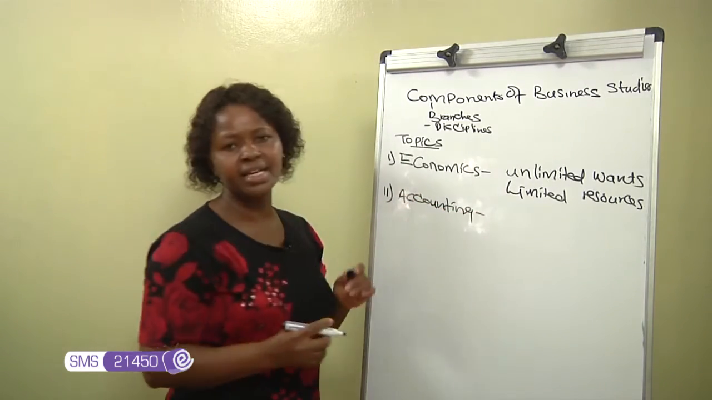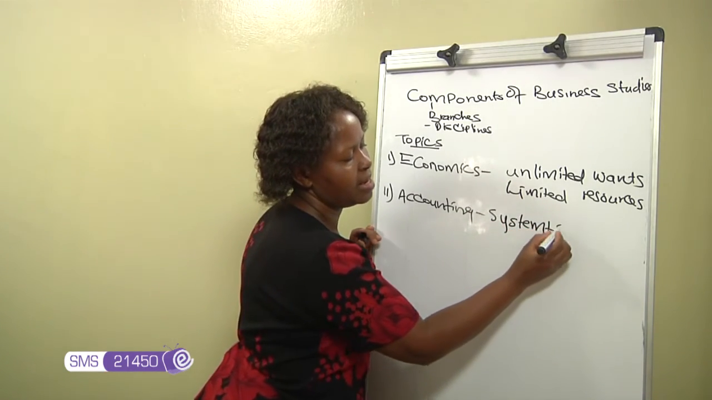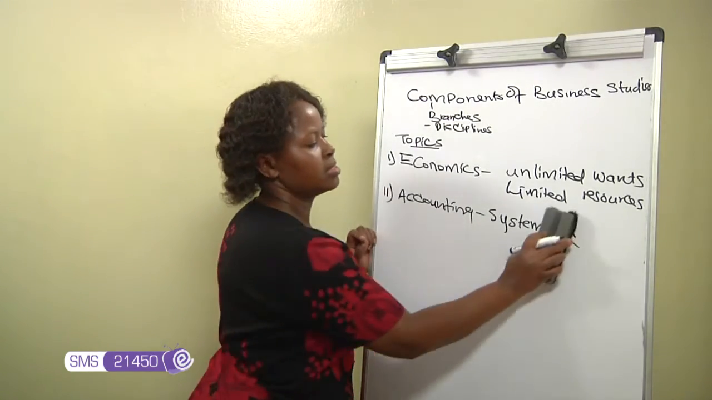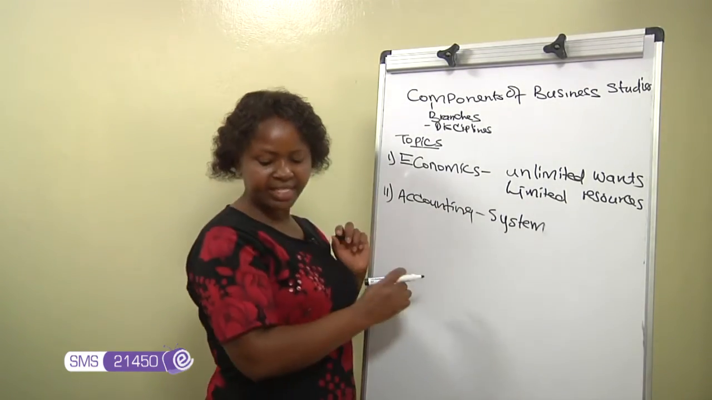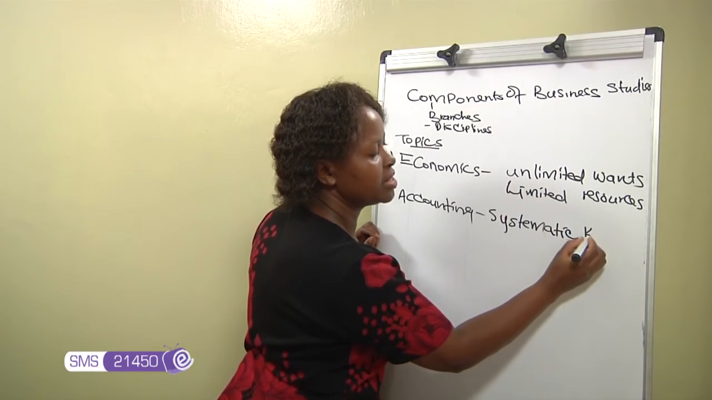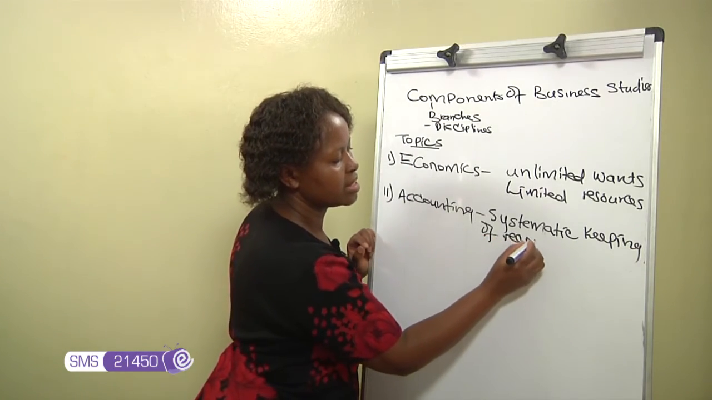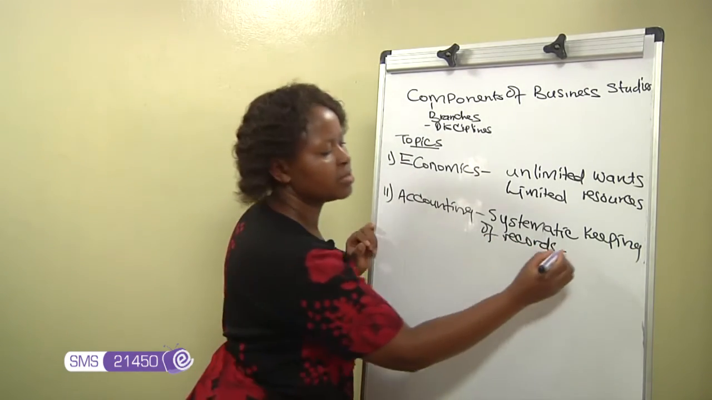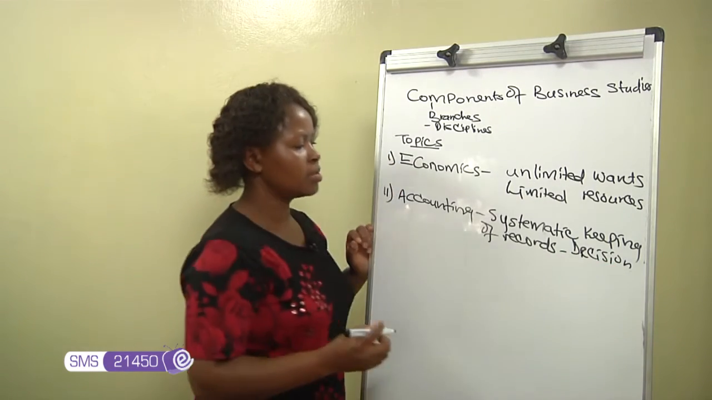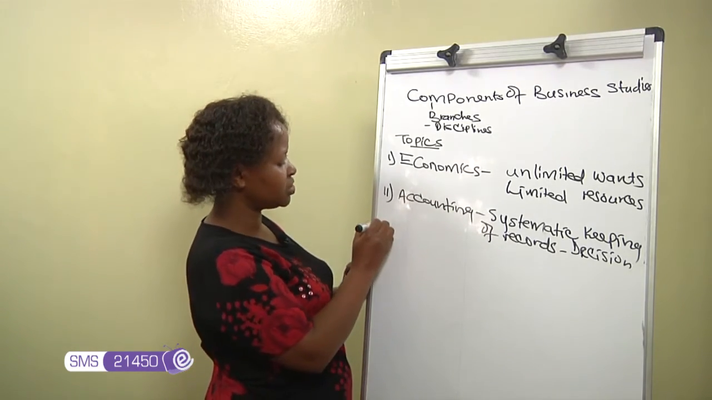The other discipline of business studies is accounting. Accounting is defined as the systematic recording of activities that take place in a business, systematic keeping of records which are used for decision making. We can refer to these records for the purposes of making decisions in future.